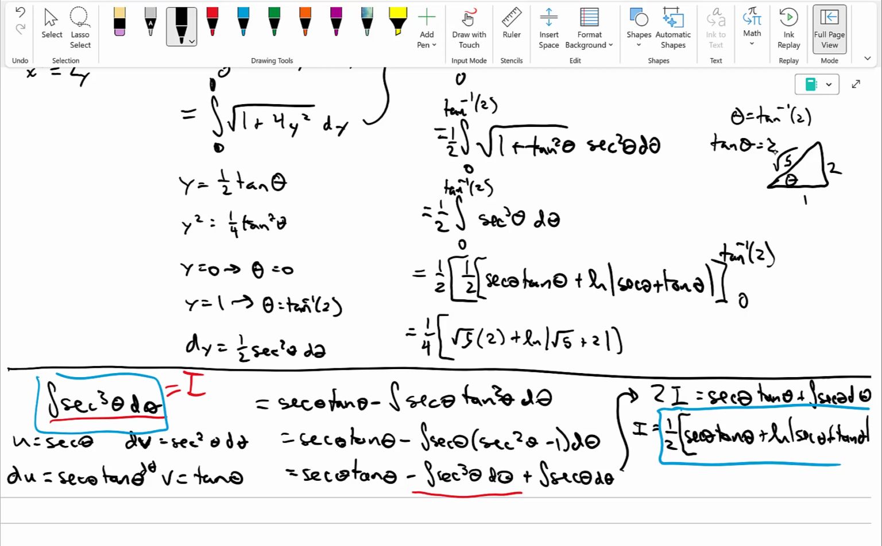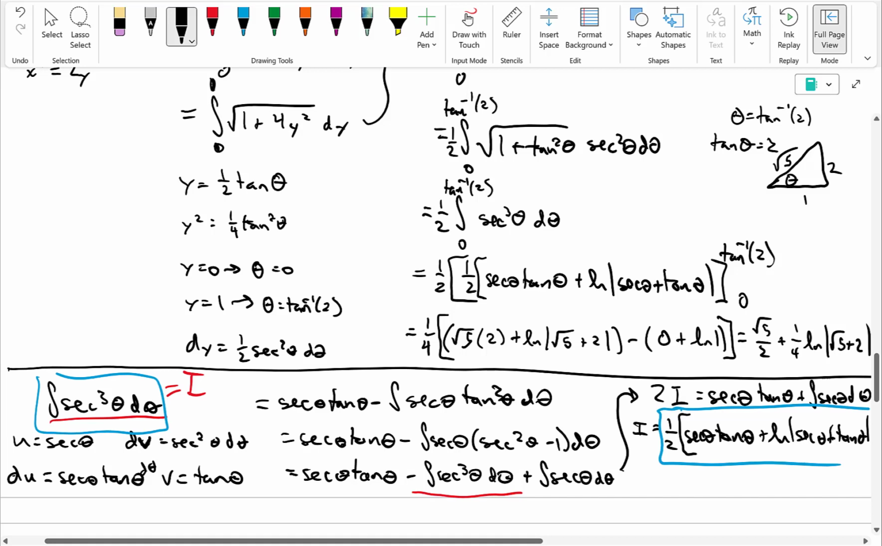and then minus, if we sub in the 0, tangent of 0 is 0, so that first one's gone, and then the natural log, secant of 0 was 1, tangent was 0, so we get a natural log of 1, which is also, again, just 0, which will just leave us with a 1/4 times that whole first piece. So we can put it as a root 5 over 2 plus 1/4 times log root 5 plus 2. All right, should have started further left, but everything's there.